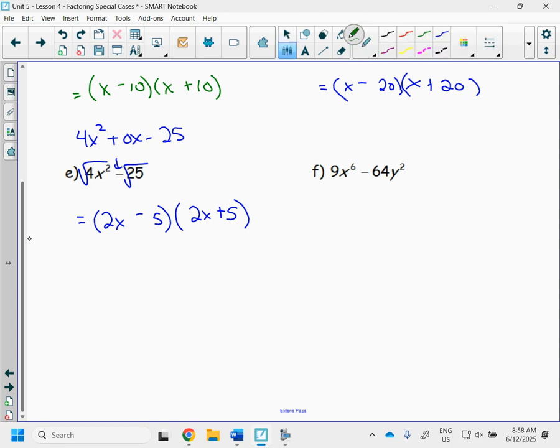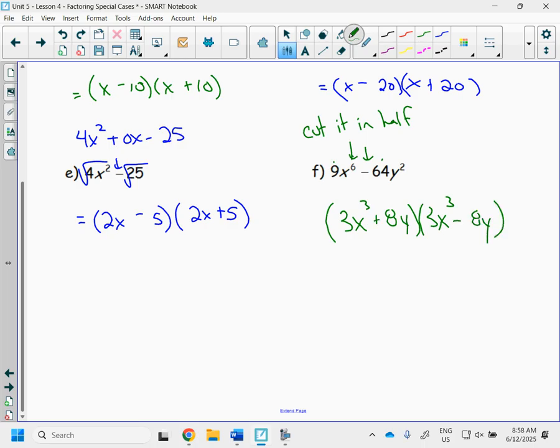Okay. To do f, same ideas. Can I square root? Yes. Minus sign? Yes. The question usually comes about exponents. When you square root an exponent, you're going to cut it in half. So x, well, half of 6 is 3. Okay, square root of 64 is 8, and half of the exponent, 1 plus, 1 minus. That's it, that's all.